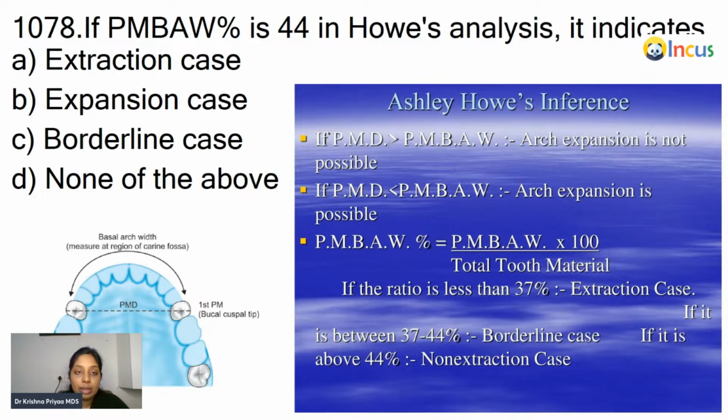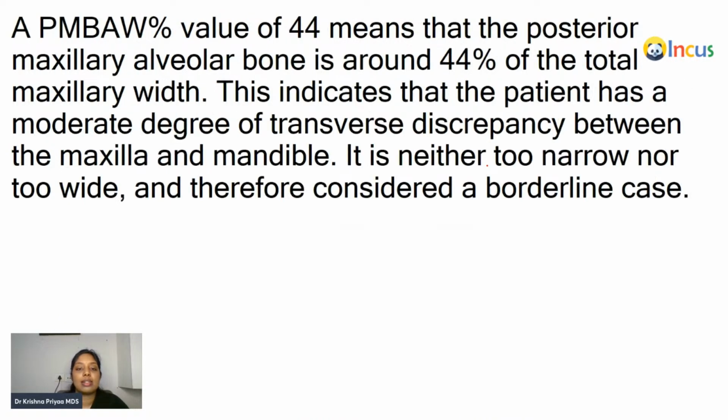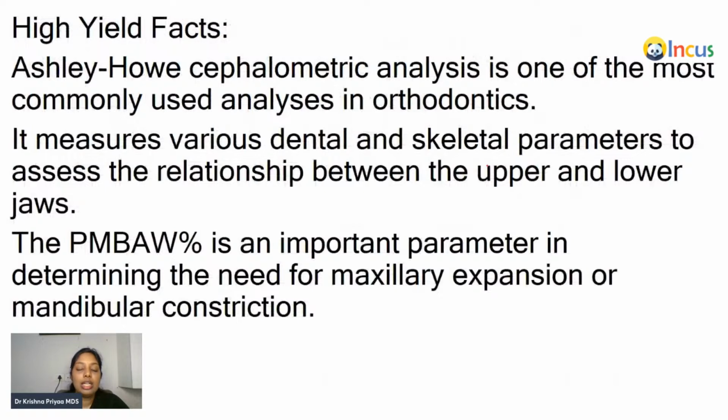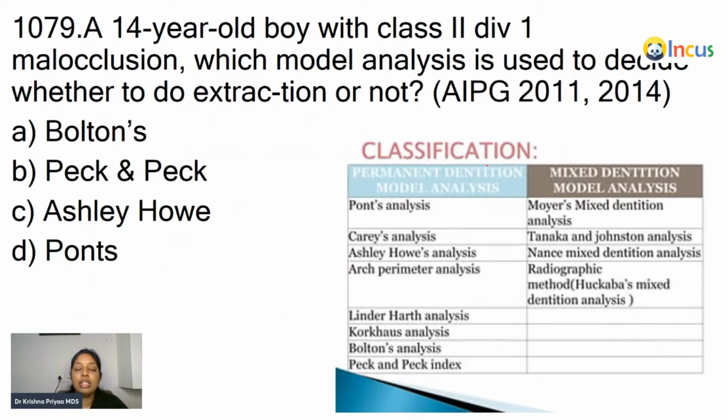Since the value represented here is 44, it falls under the borderline case. So the answer would be borderline. PMBAW percentage is a very important parameter in determining the need for maxillary expansion or mandibular constriction. As we mentioned earlier, when the basal arch width is increased compared to the premolar distance, then arch expansion is not possible. Whereas if the basal arch width itself is decreased, then arch expansion is possible.